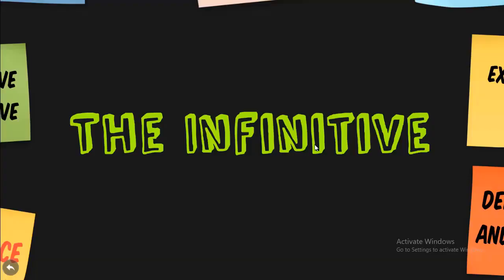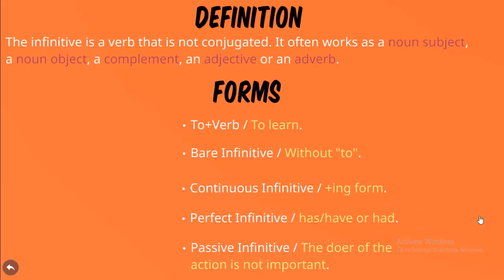Let's review the examples. So my friends, let's review the infinitive with much more details. By definition, the infinitive is a verb that is not conjugated. It often works as a noun subject, a noun object, a complement, an adjective, or an adverb. The infinitive can take many different forms. For example, to plus verb, bare infinitive, continuous infinitive, perfect infinitive, and passive infinitive.